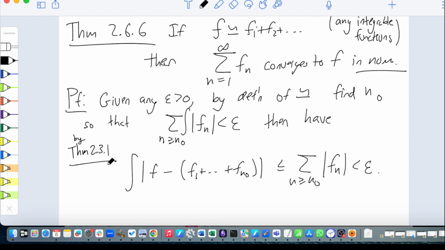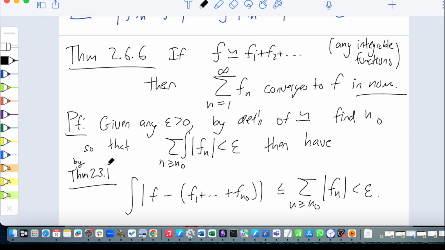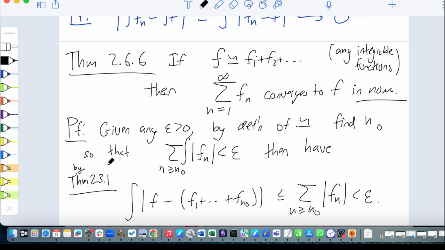Okay, so that's convergence in norm, and really, we're just checking the things that we want convergence in norm to do. We already know about convergence in norm from chapter 1, and now we're just seeing it in this Lebesgue space, and it does all the things that we think it should do.